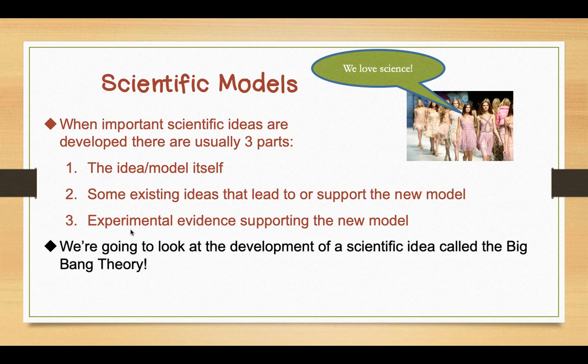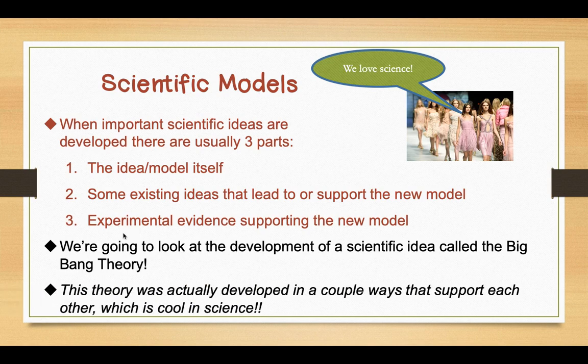So what we're going to do today is look at the development of the scientific idea that we know as the Big Bang Theory. And the thing that's really cool is that the Big Bang Theory was developed in a couple different ways that agree with each other, which in science is like, wow, that's so amazing. When you can get two different lines of logic that support the same idea, it makes us pretty confident that that idea has been proven, even though we still call it the Big Bang Theory. That's our focus for today.